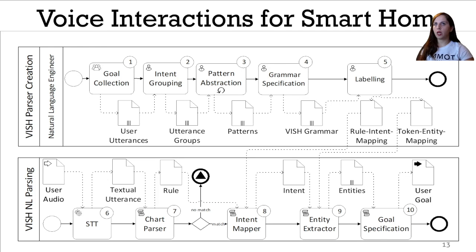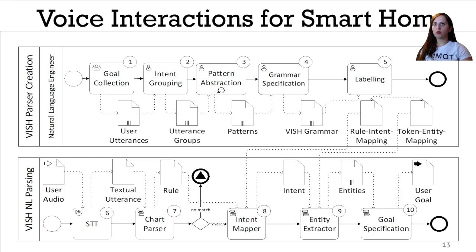This work presents WISH, which is a grammar-based approach for understanding spoken user goals in the smart home and converting them to a machine representation, which can then be used by external applications or services like an artificial intelligence planner to identify a possible solution for the goal. In our proposed approach, there are two roles. We have first the natural language engineer, and then we also have the WISH natural language parsing.